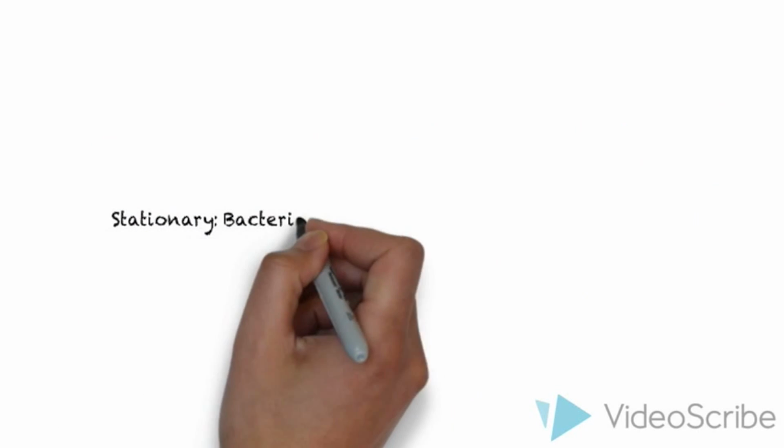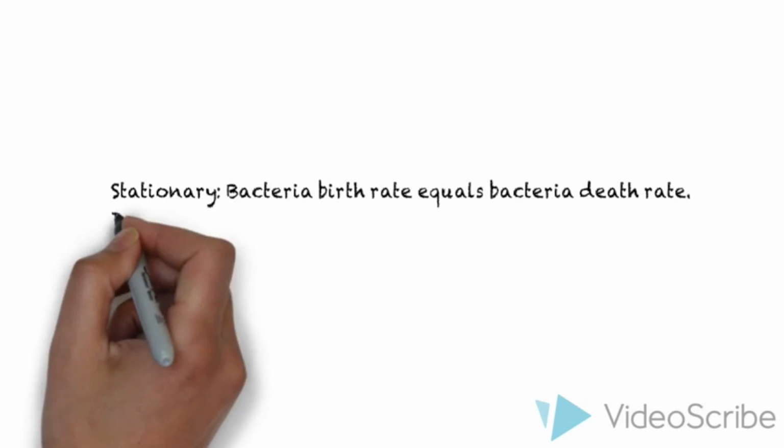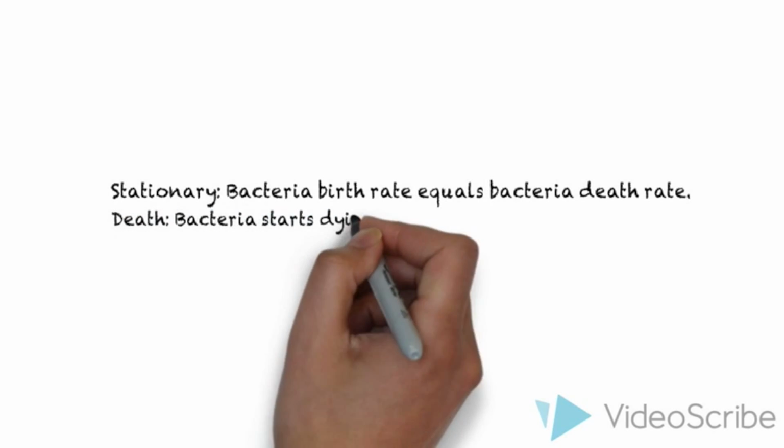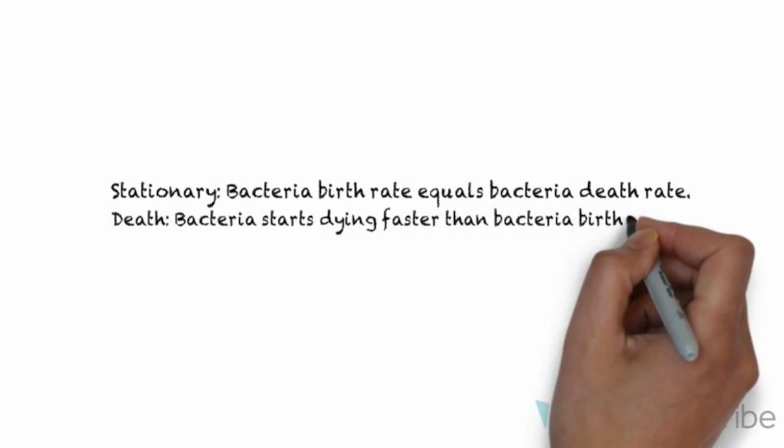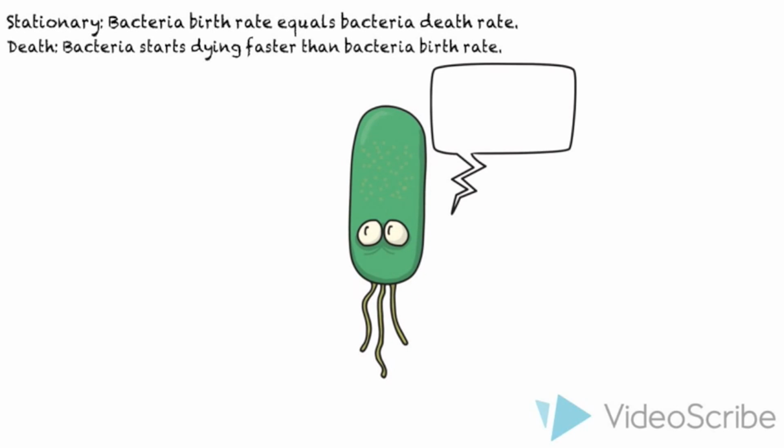The next stage, stationary, is when the birth rate of the bacteria equals the death rate of bacteria. However, in stage 4, the final stage, bacteria starts dying until very few or none of bacteria exist.